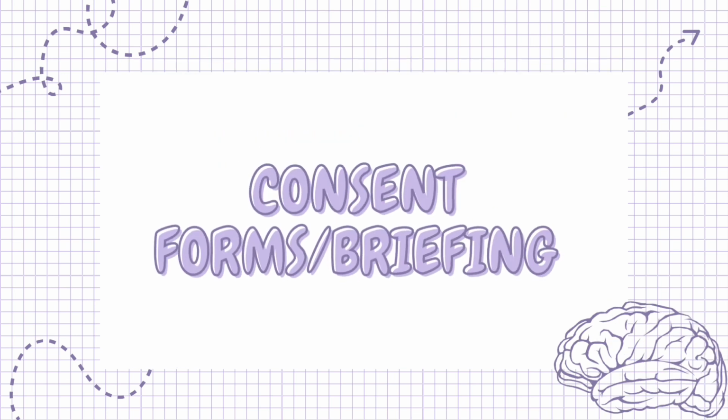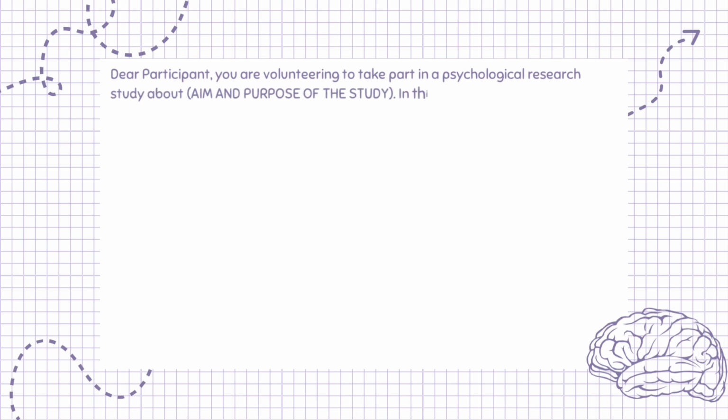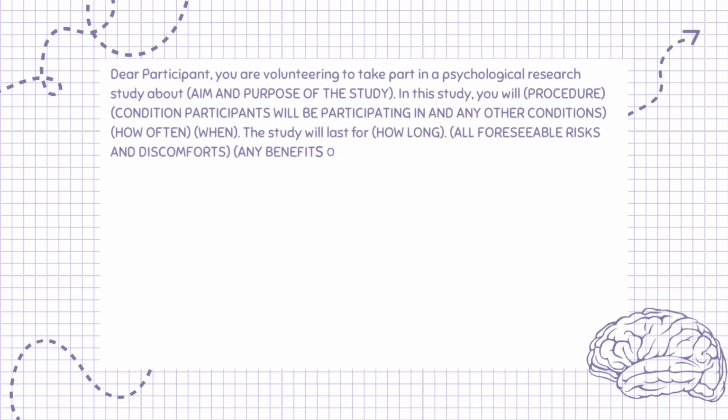Consent forms and briefings. Dear participant, you are volunteering to take part in a psychological research study about the aim and purpose of the study. In this study, you will do the procedure, the condition participants will be participating in and any other conditions, how often, when. The study will last for how long, all foreseeable risks and discomforts, any benefits of the research.